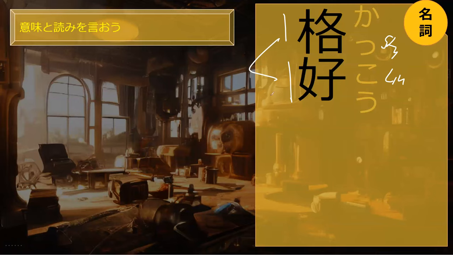That's just what it means. It just means the way you look, basically. Sono kakko would be that, the way in which you present yourself. So that's your clothes, your hair, things like that. You look at them and you're like, oh, that's what they're wearing today. Kakko.